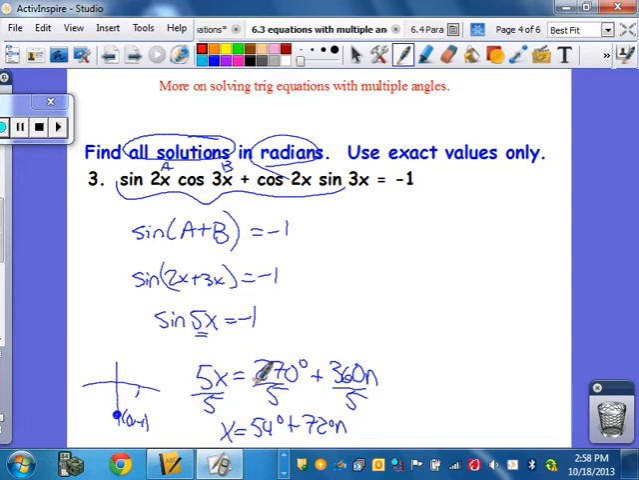What is that original 270? So this is what my actual answer is for radians. 5x would have equaled, okay, once again, if I go straight down, what's my radian measure straight down? It's 3 pi over 2.